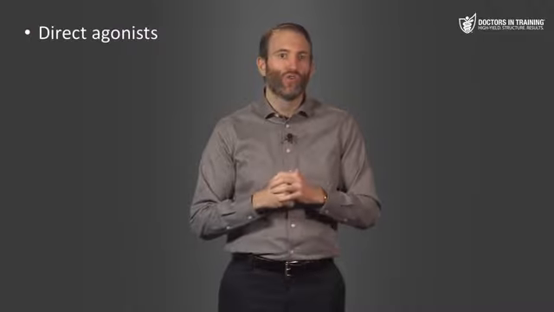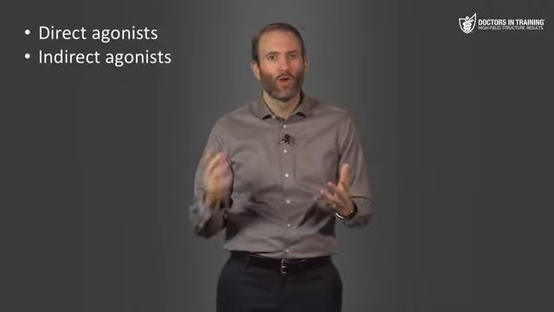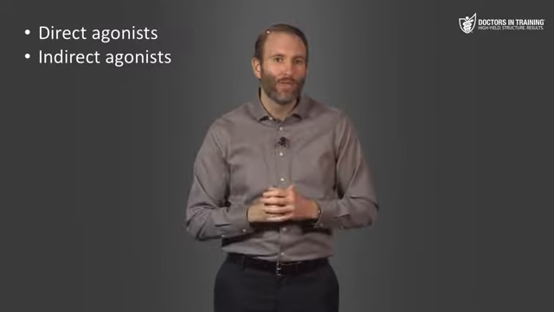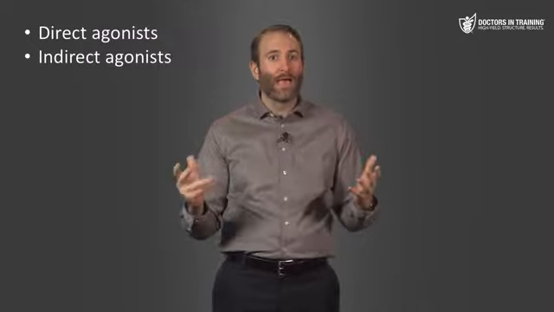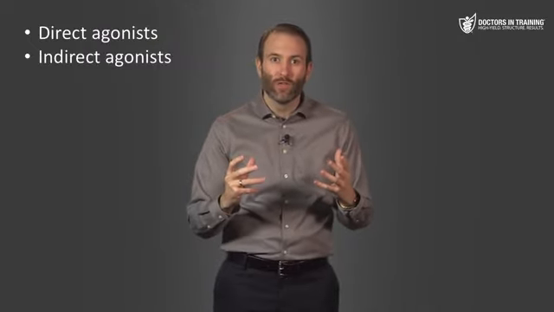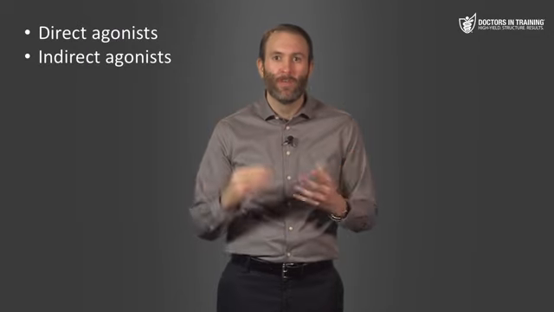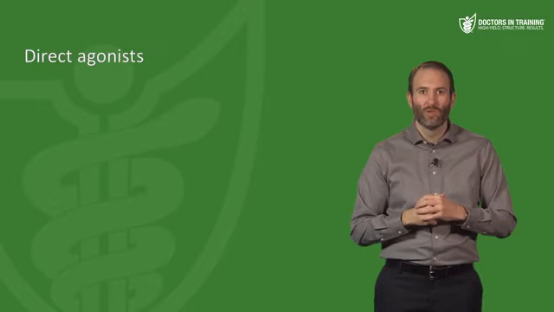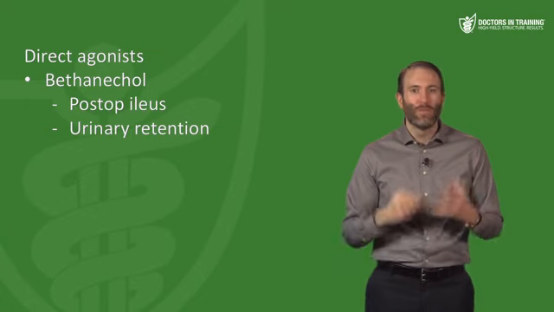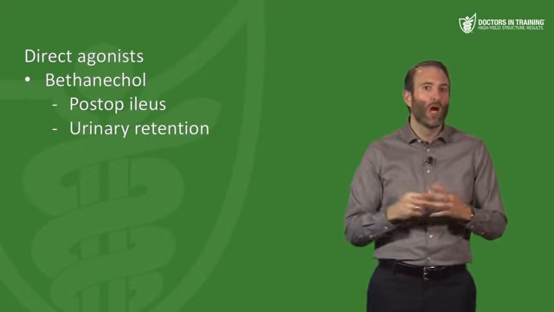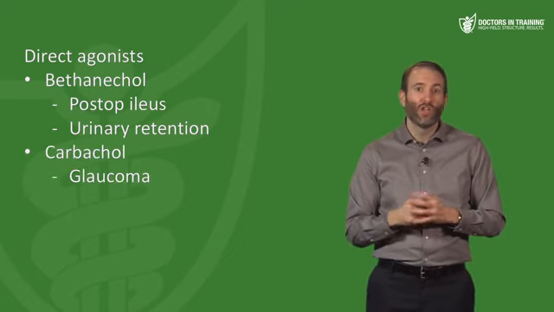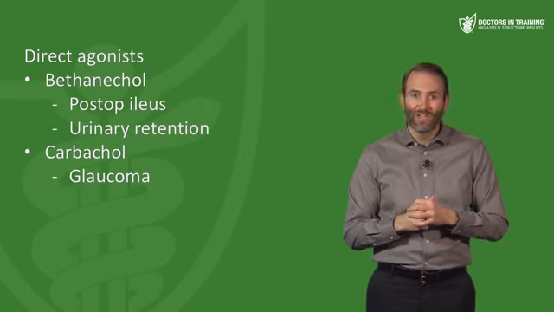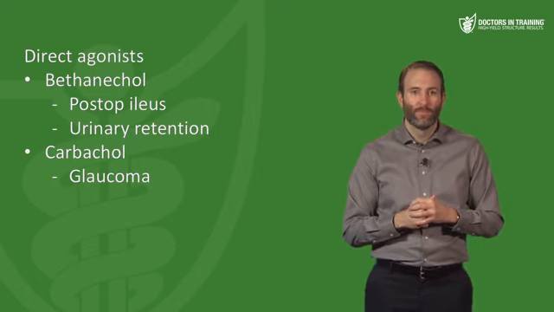Now, there are two types of cholinergic agonists. There are direct agonists and there are indirect agonists. Now, recall how we saw the neuron release acetylcholine into the postsynaptic cleft and bind to the muscarinic receptor. Well, the direct agonists are going to mimic the effects of acetylcholine. It's going to do exactly what acetylcholine wants to do. It's going to bind directly to the muscarinic receptor. So here are some examples. The first one, bethanechol, is used in patients who get a postoperative ileus or urinary retention. Next, we have carbachol. It's used for glaucoma by causing pupillary contraction and will decrease intraocular pressure.